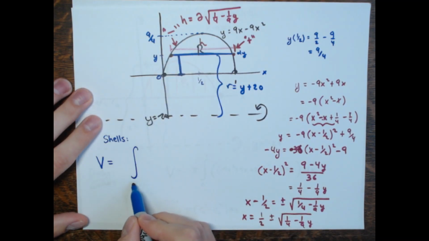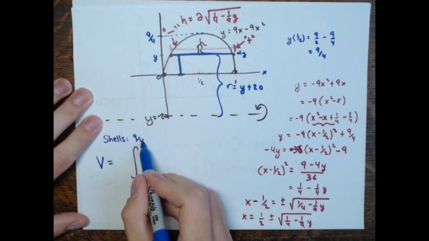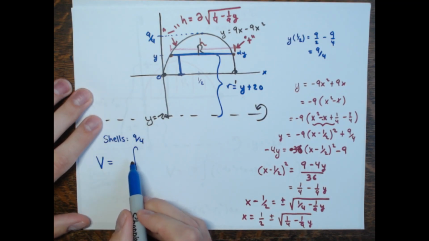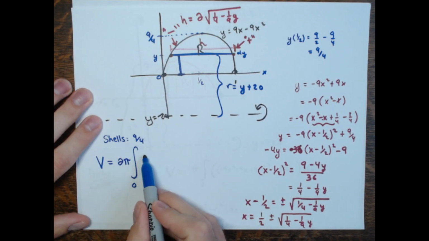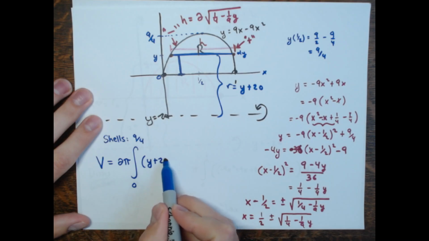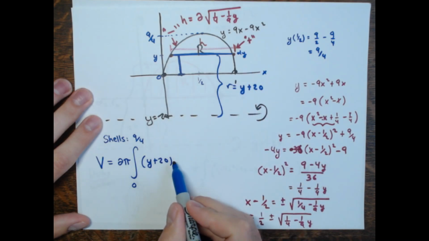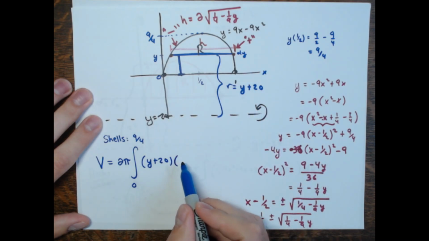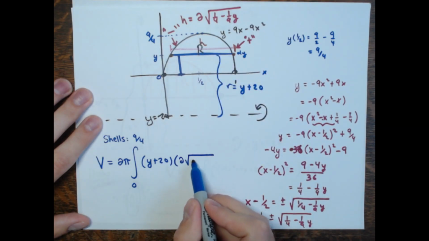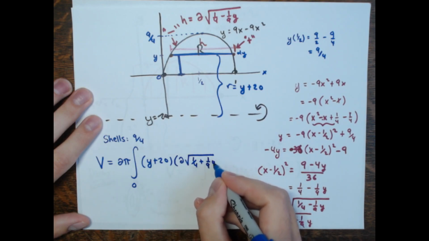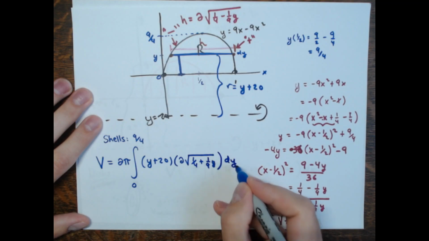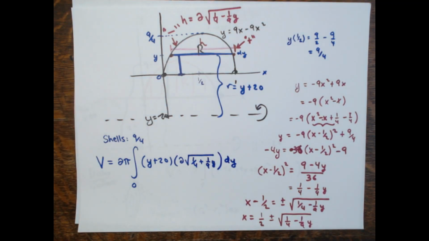So the integral from 0 to 9/4 of, and then the volume of a shell was the circumference of the shell, 2 pi times r. We said r was y plus 20 in terms of y, and then times the height, which is this 2 times the square root of 1/4 minus 1/9 y, and then times the thickness dy. Like, that is ugly. That is very ugly.